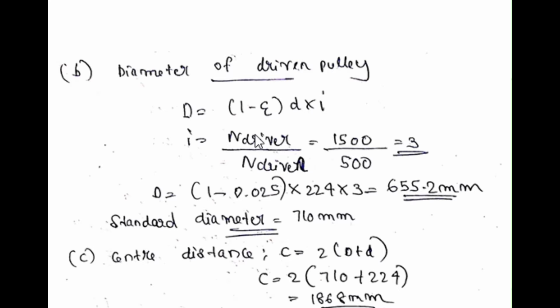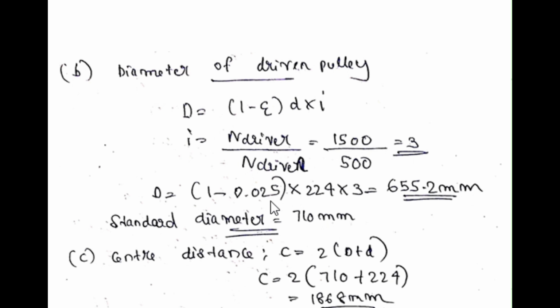That can be found out by this equation. Capital D is equal to (1 minus epsilon) d into i. This epsilon is the slip. It's also given in the question as 2.5 percent. So you have to convert 2.5 by 100. You cannot write it as a percentage. You have to convert by dividing by 100.